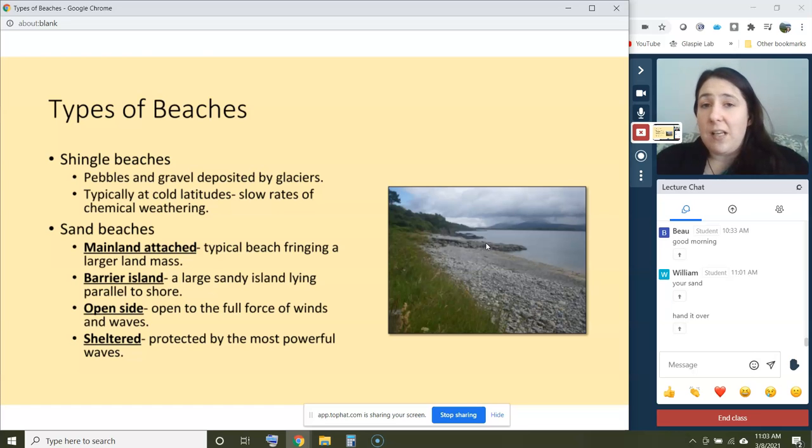And so, for instance, in your typical barrier island, you're going to have one side that's exposed to the full force of the winds and the waves coming towards that island, and that side is going to be the open side. And then on the other side of the barrier island, you're going to have a sheltered side that's protected from the powerful waves. And so you can see how these dichotomies exist even within a barrier island.